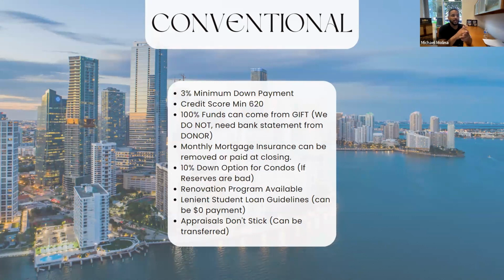Lenient student loan guidelines. I actually forgot to go over this on the FHA one, so we'll kind of backtrack a little bit here. You'll see here it says can be $0 payment on FHA, because a lot of clients get the IDRs, the income driven repayment plan, and their income driven repayment plan is at $0. And if they're FHA, we can't use it. FHA's guideline literally says, can use a payment that is above $0. It says it black and white. There's no way around it.